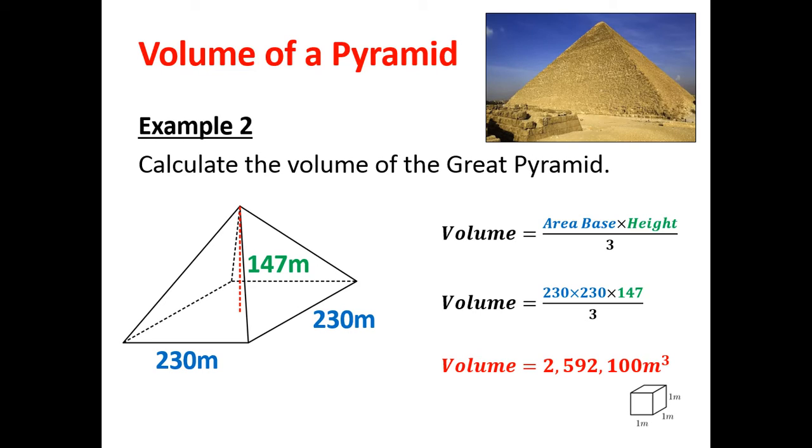What does that tell me? Well, if I had a big block which is 1 meter long, 1 meter high and 1 meter deep, I would need 2,592,100 of these blocks to build this Great Pyramid. And that's very close to the actual number of blocks they used to build it.